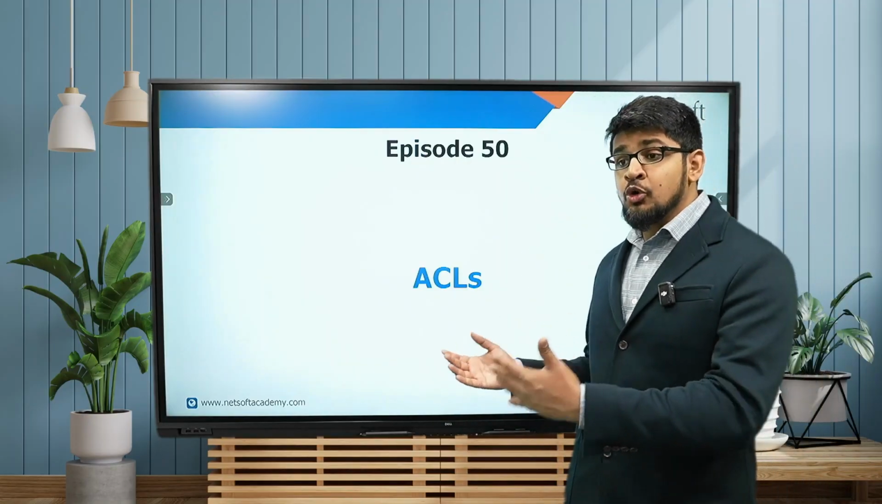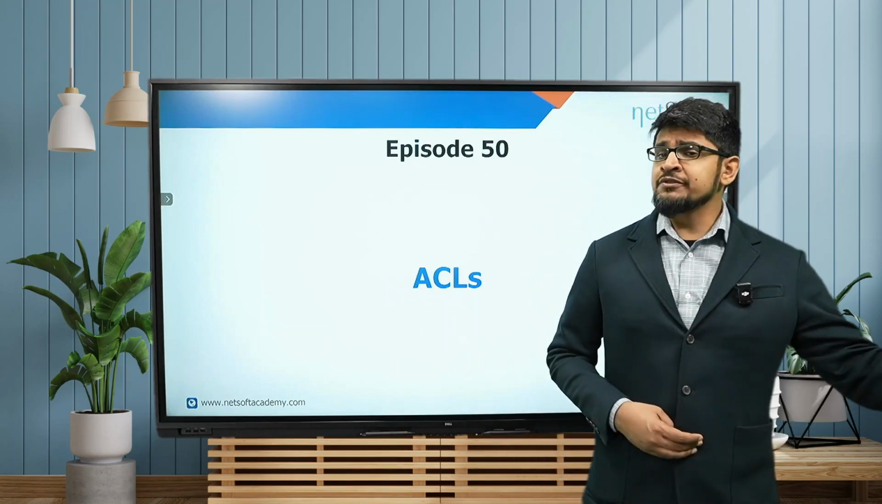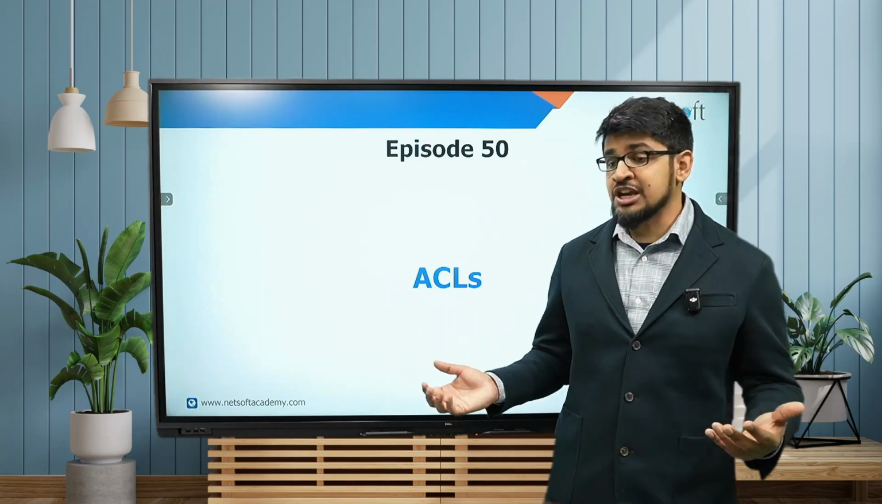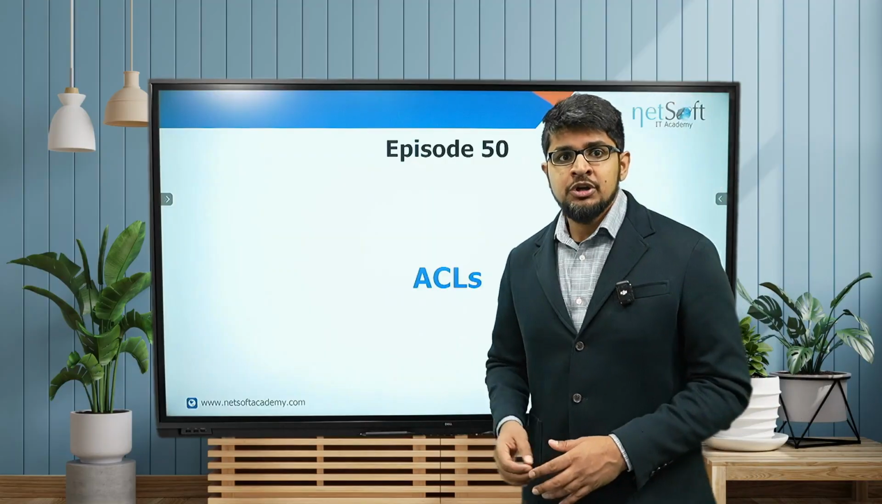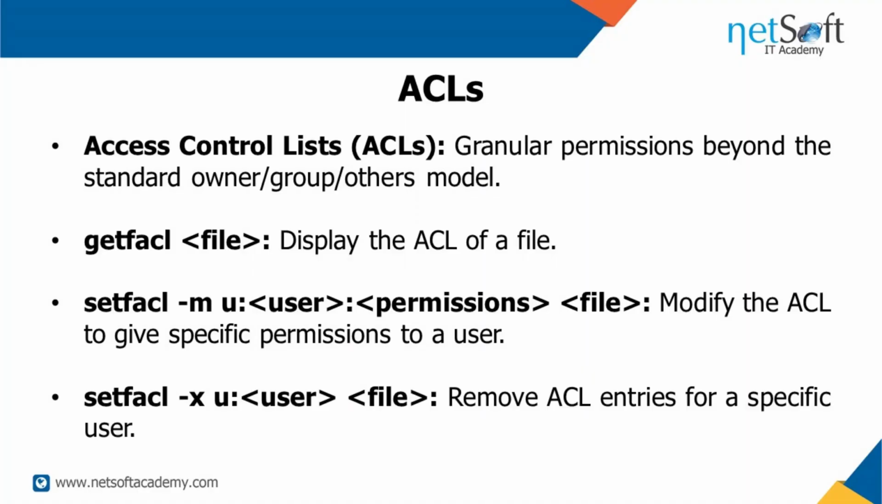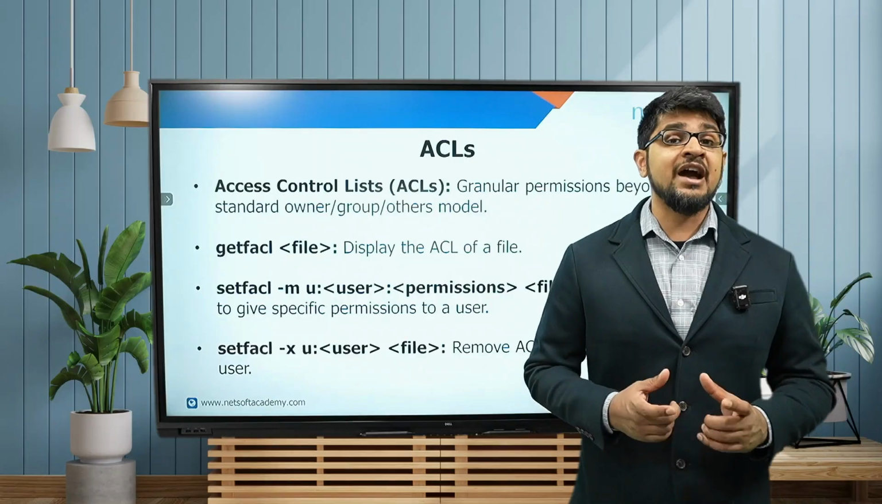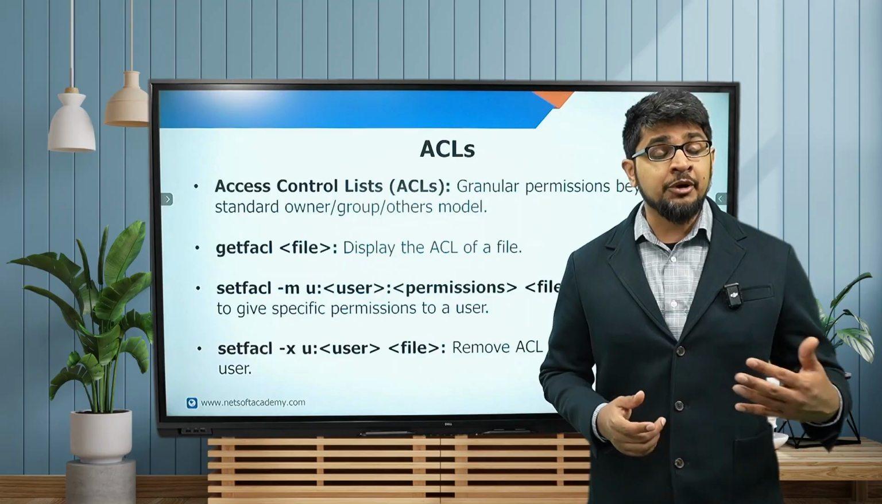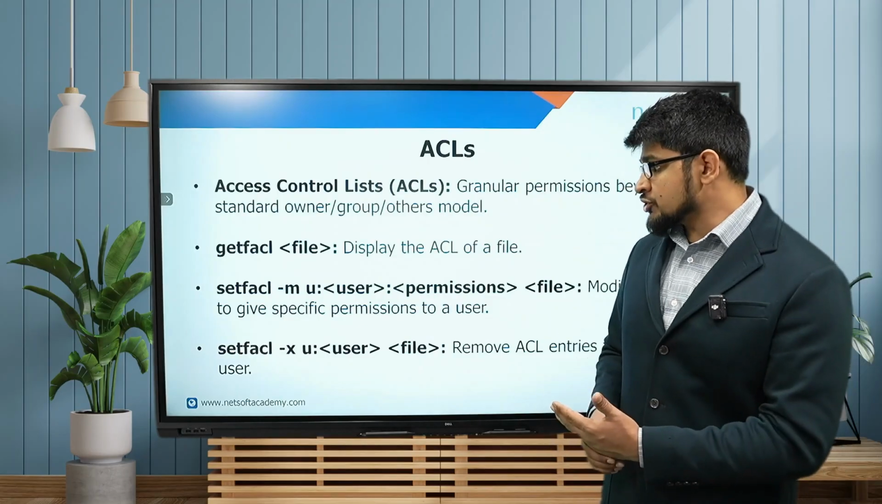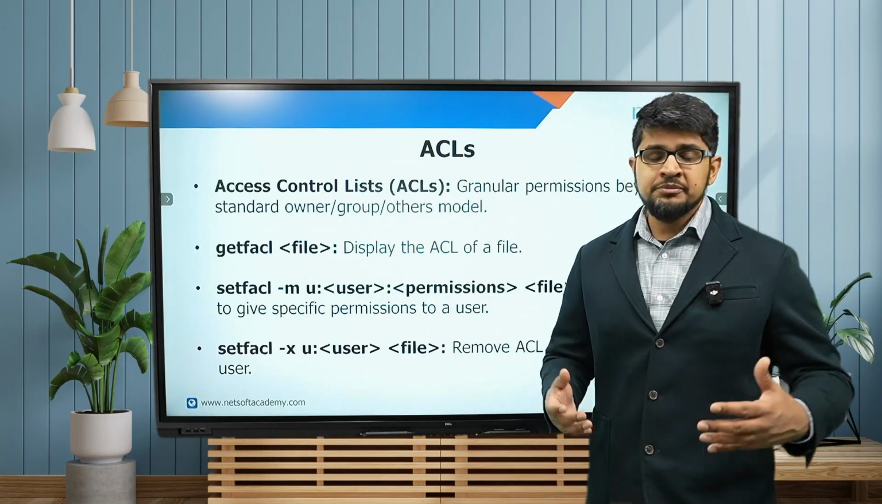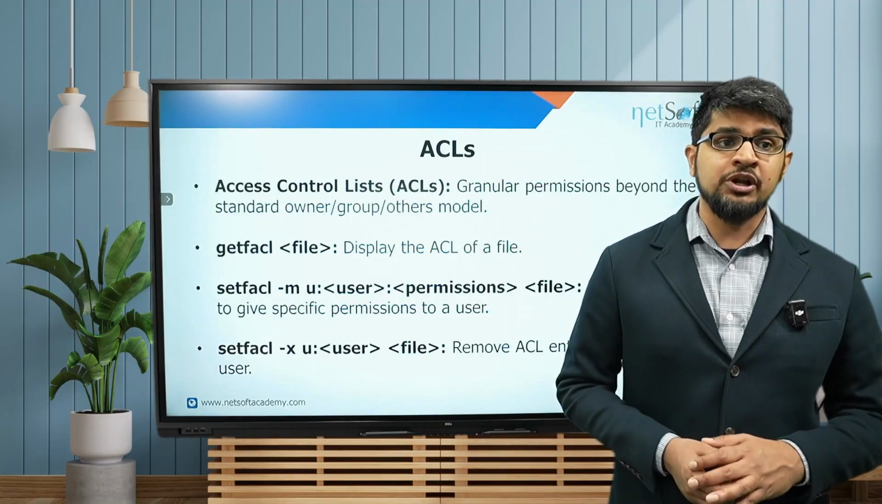No matter who the owner of the party is, you can still invite other users, and in this case, other groups as well. So, to work with ACLs, you can use the command getfacl to display the ACL of a file. And you can also use setfacl to set or modify the access control list to give permissions to specific users, in this case, or it even works with groups as well.